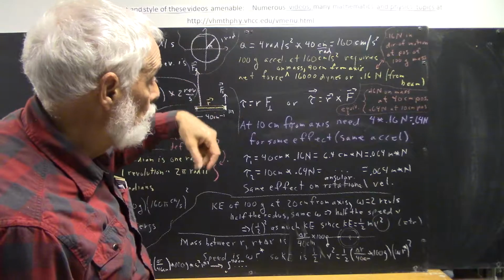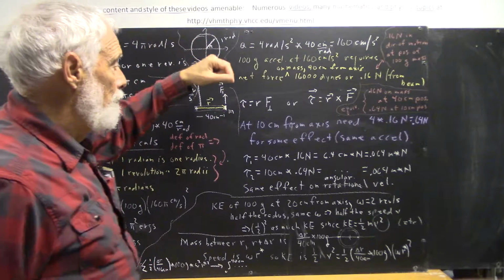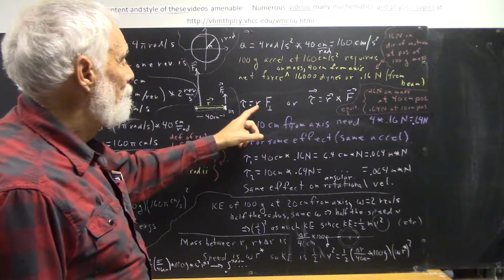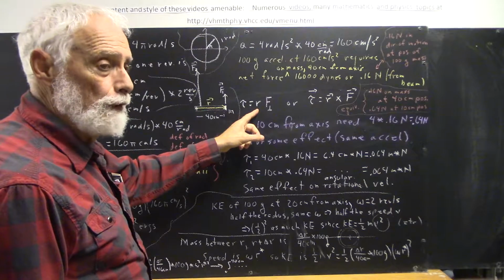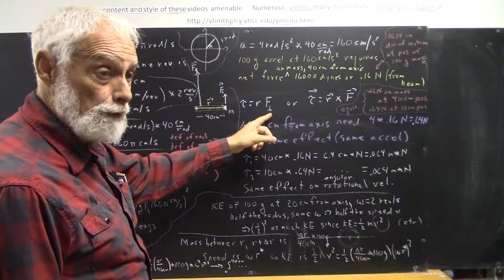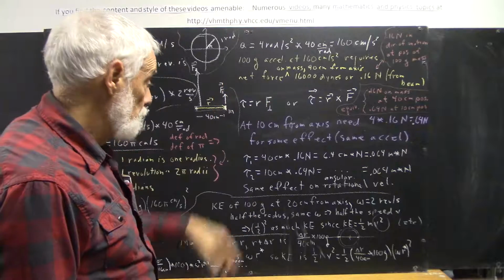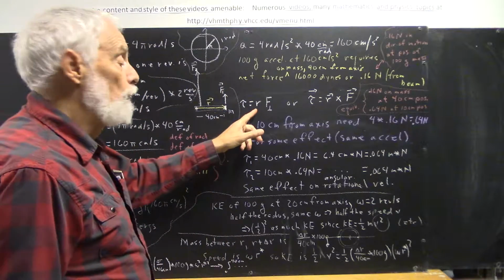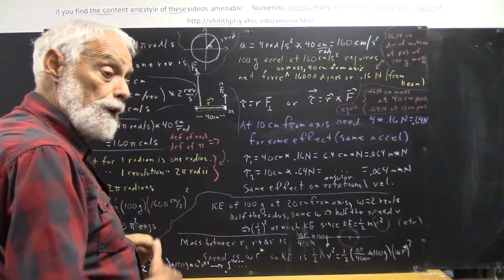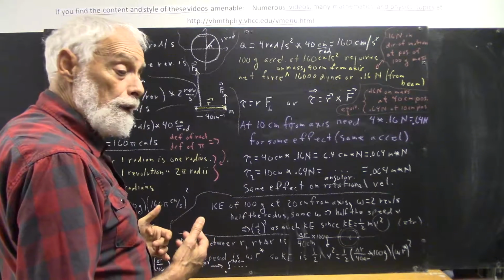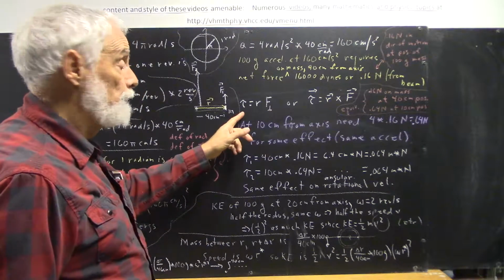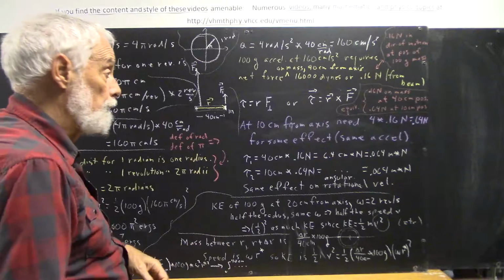We get the same torque by multiplying an R vector of half the magnitude by a force vector of twice the magnitude. Or an R vector of 1/4 the magnitude, 4 times as close to the axis, multiplied by 4 times the force, gives us the same torque, the same rotational effect.